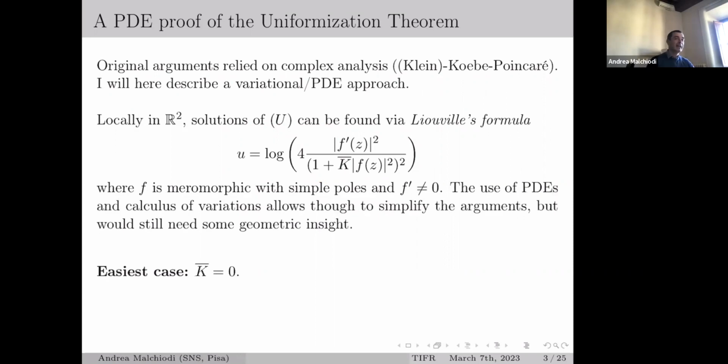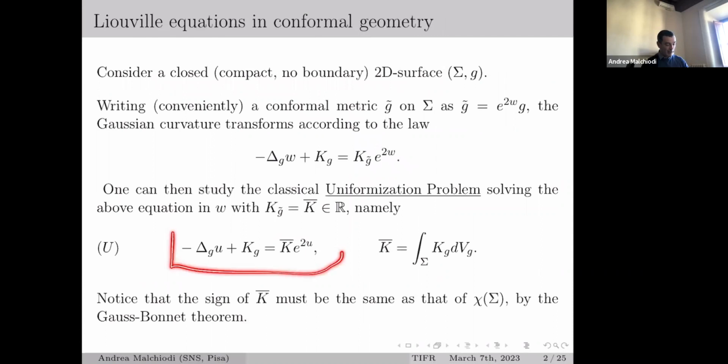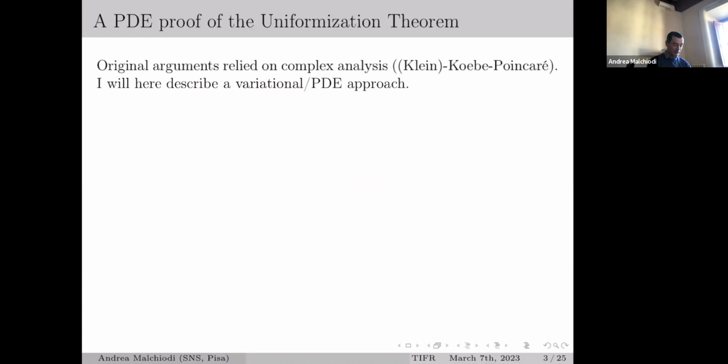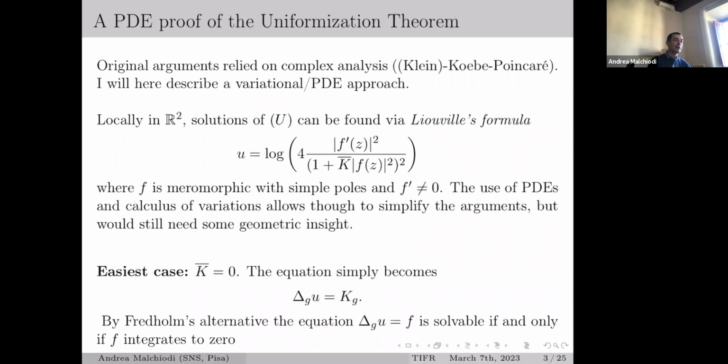Okay, so there's an easiest case in which the constant K bar is 0. By Gauss-Bonnet, we are on a torus, and the equation simply becomes this one. So let me go back to the original equation here. When we solve for K bar equal to 0, then we just have a linear equation. And the condition to solve such an equation is that the right-hand side should integrate to 0. But that is true because of the Gauss-Bonnet theorem. So we are in the torus topology, and you can exactly solve this equation. So this was the easiest case.